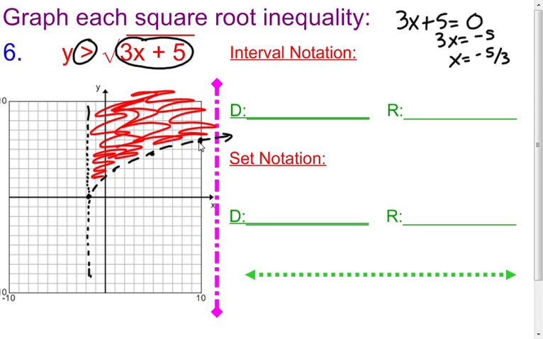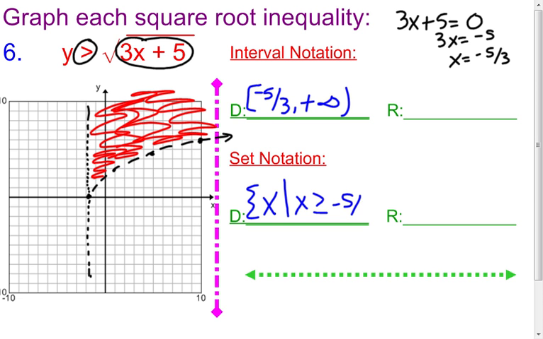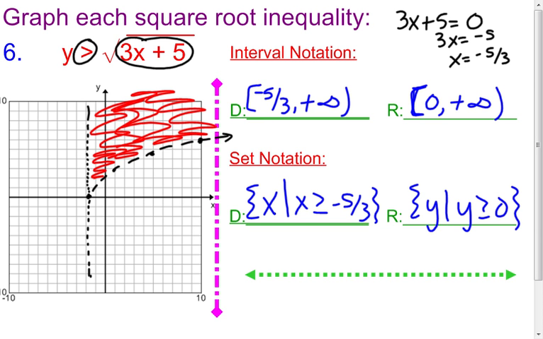And that's where you would shade because those are the places that are bigger than that square root function. All right, so your domain, I hope you can see, you start the shading at -5/3 and you end it at positive infinity. And then in set notation, it'll look like this. And your range goes from exactly 0 to positive infinity. And then, of course, y such that y is greater than or equal to 0. All right, so that's how that goes.